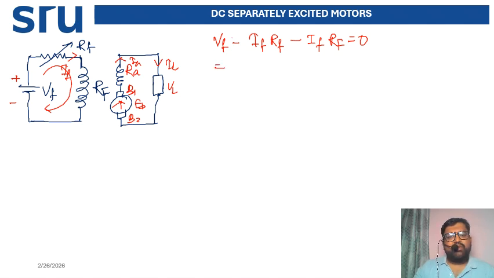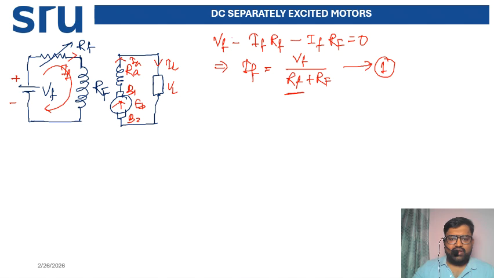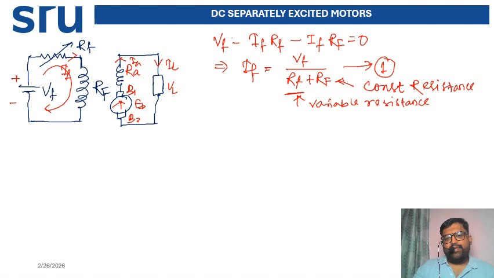Now my point is how to calculate IF. IF equals VF divided by small rf plus capital RF. This is the formula for the DC separately excited field current, equation 1. The small rf is the variable resistance, and this is the constant resistance. If I vary this variable resistance, because the constant resistance always stays constant, it will affect IF, and that is why it will affect the flux.